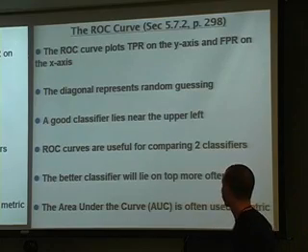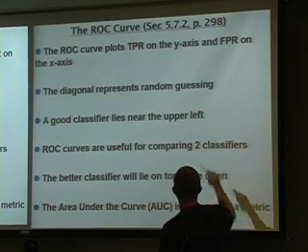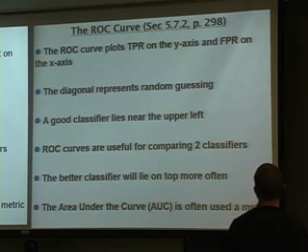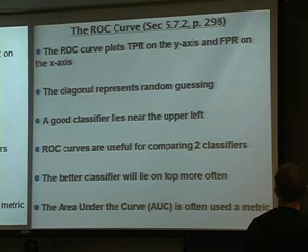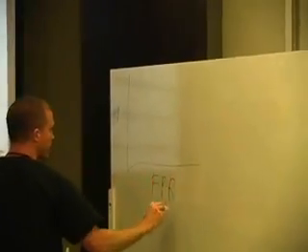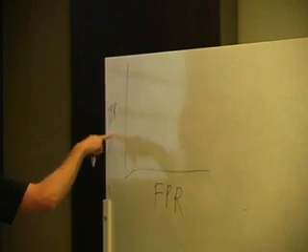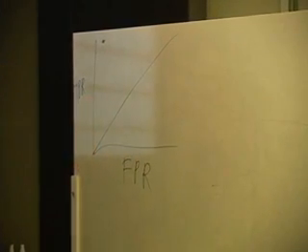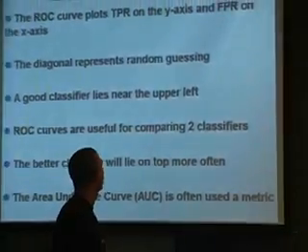A good classifier is going to be on the upper left, right? Why is that? Because true positive rate is on the y-axis, false positive rate on the x-axis. You want this to be low, you want this to be high, so you want to be up here. Diagonal is random guessing. Okay, so everything should be above the diagonal. If you're below that, you should just flip a coin. A good classifier lies near the upper left.